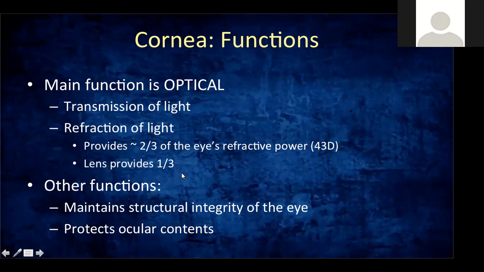And the lens will provide the 1/3. Okay, so the full refractive power of the eye is about 60 diopters. Other functions of the cornea: it maintains the structural integrity of the eye. Of course, it protects the other contents of the eye also.